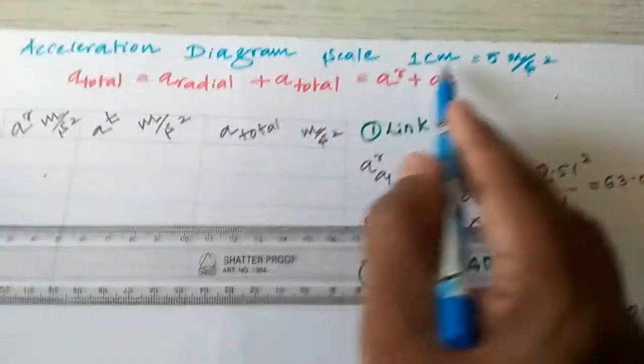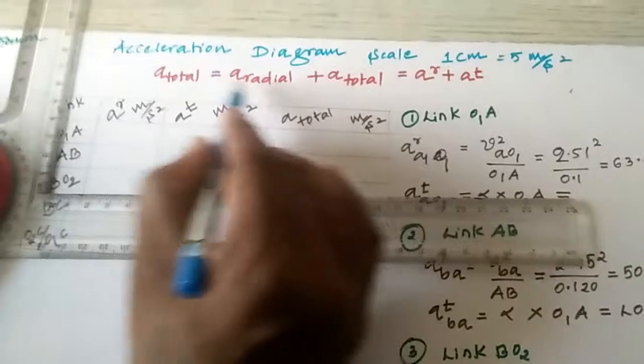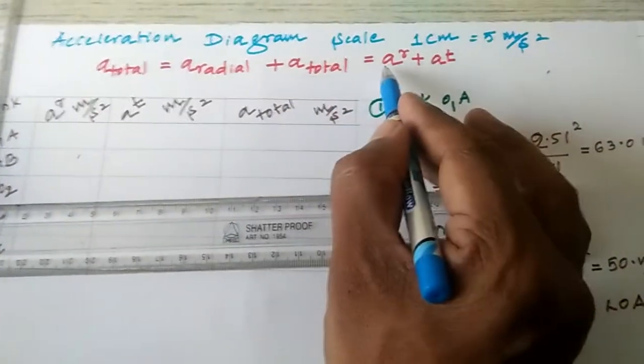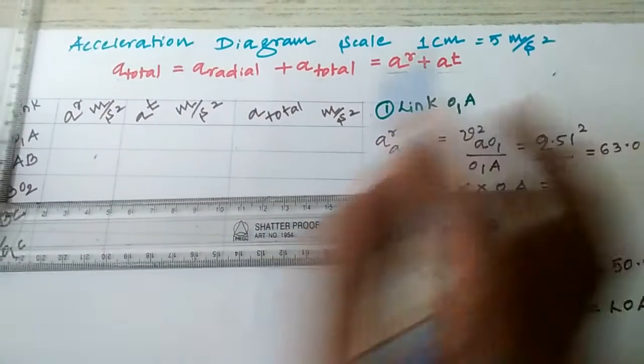Then I will come to the acceleration diagram. In the acceleration diagram, the scale I have taken is 1 centimeter equal to 5 meter per second. You have to remember this one. A total equals A radial plus A tangential. This is the designation I have taken: this is radial, this is tangential.